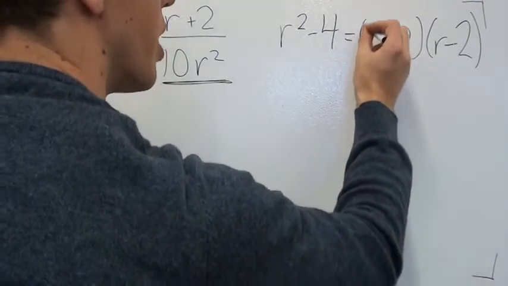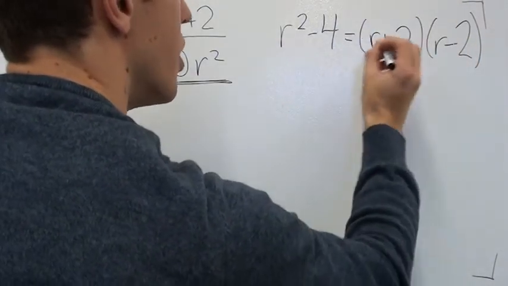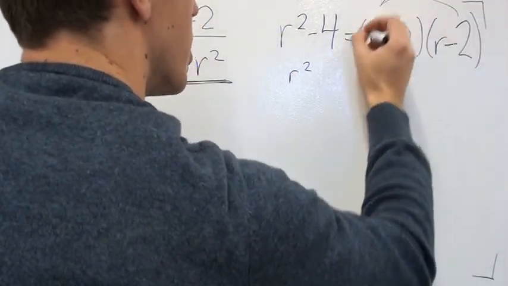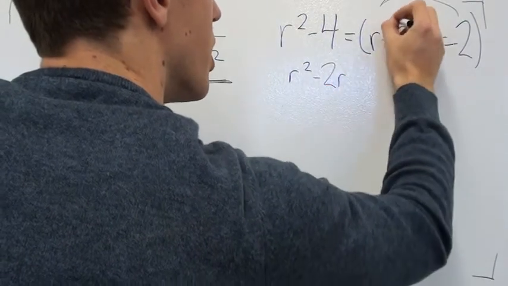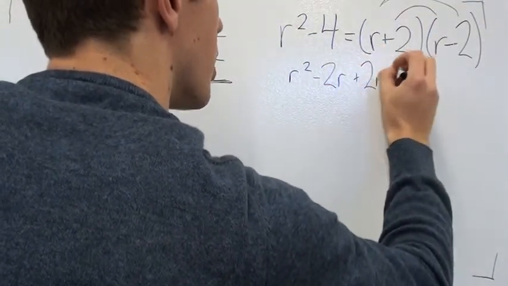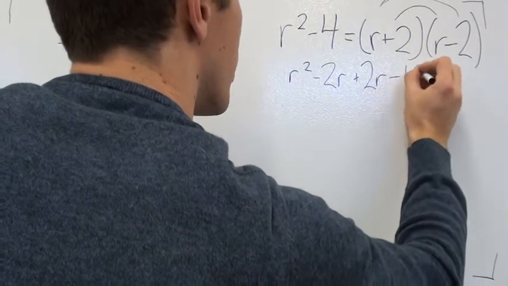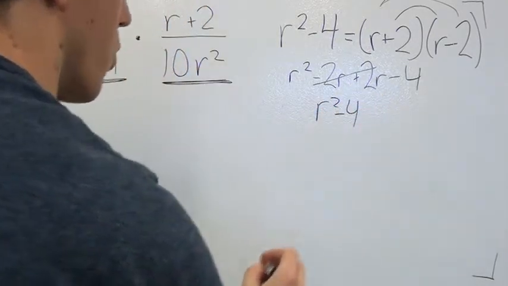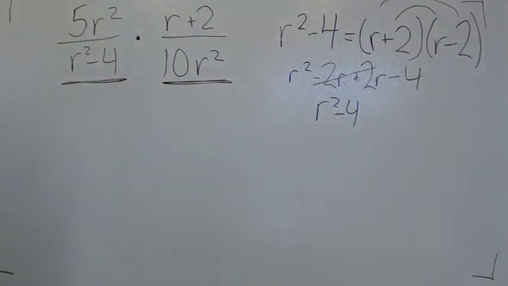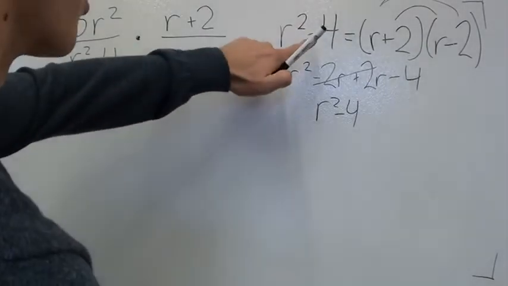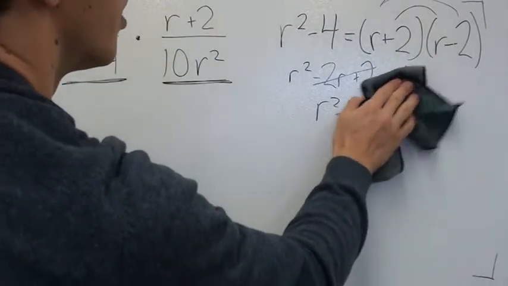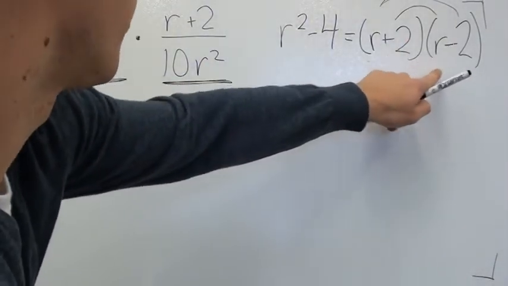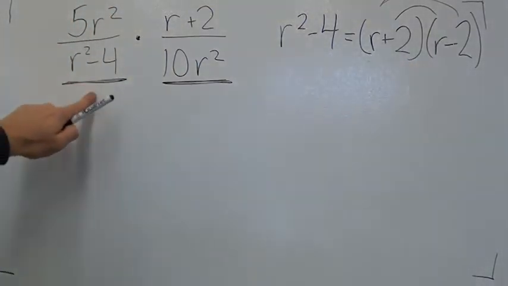You can multiply the first two terms, just FOIL it out. First terms, r squared. The outer terms, minus 2r. Inner terms, plus 2r. Last terms, minus 4. Those two cancel out. R squared minus 4. Okay, so I didn't do anything there. I was just proving that that is the same as that. So we're going to use this factored version and plug it in down there.